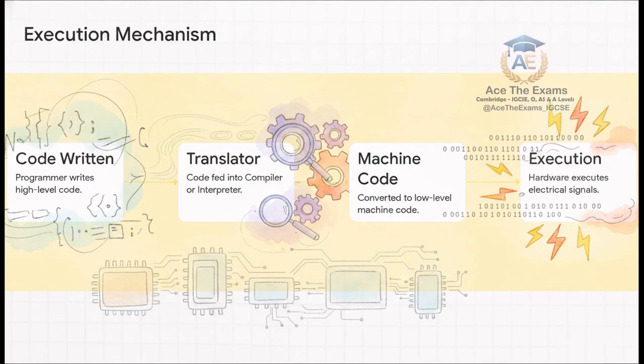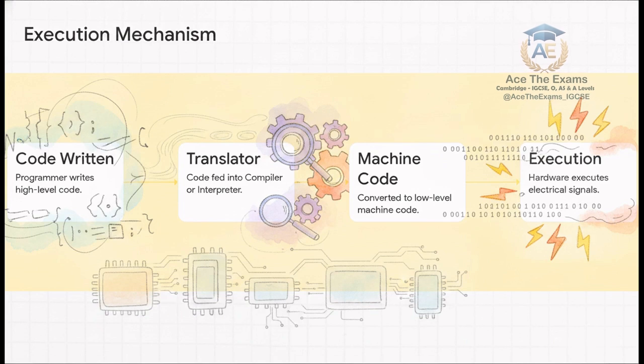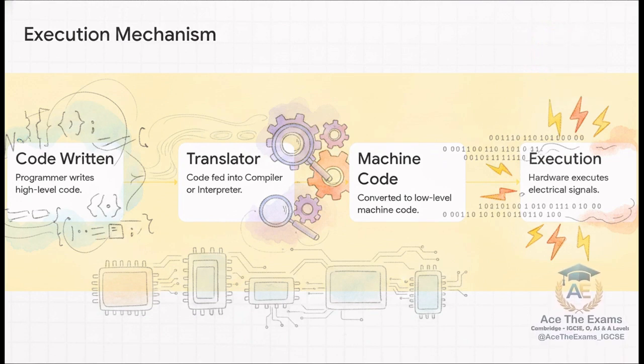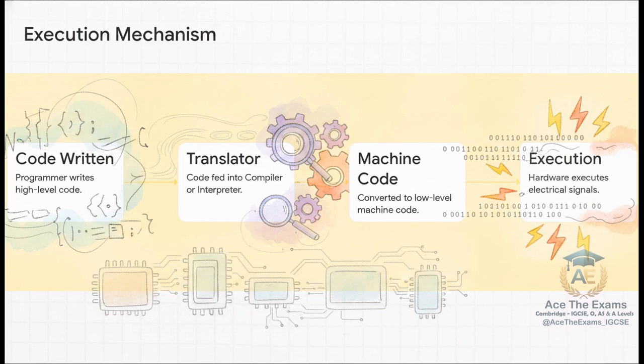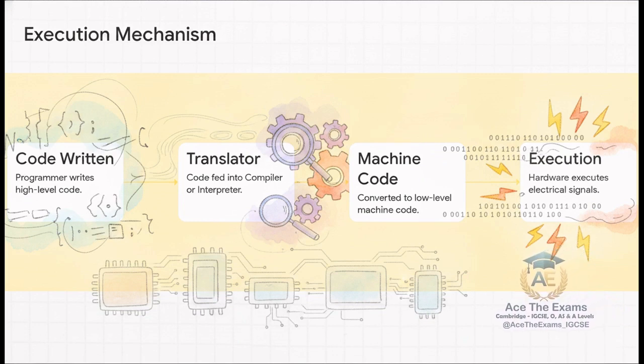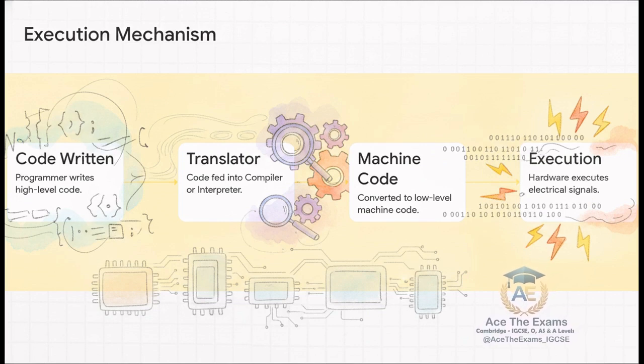Well, this step-by-step mechanism shows exactly how we bridge that massive gap. Step 1, the programmer writes the high-level code. Step 2, that code is fed into a specialized piece of system software called a translator. Step 3, the translator completely converts our human-readable logic into pure, low-level machine code. And finally, Step 4, the hardware receives the exact electrical signals it needs to execute the command. Without translators, application software literally could not run on computer hardware.